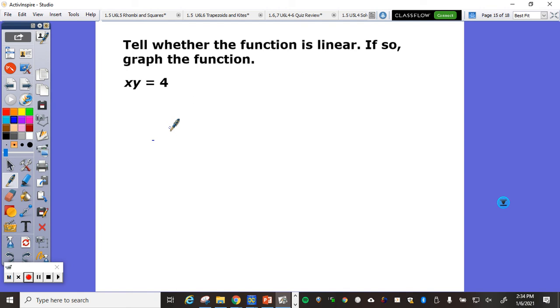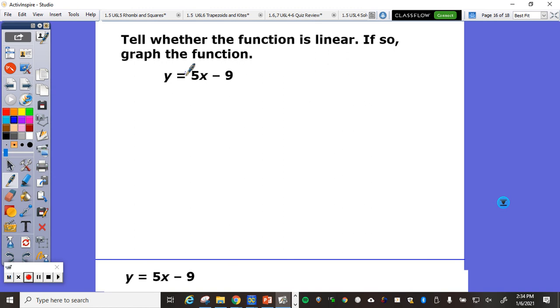Is this a linear function? No. Is this a linear function? Yes. Okay, it doesn't violate. I don't have any exponents that are larger than 1. I haven't multiplied any of my variables together. None of them are in the denominator. Put this in standard form and state to me what your A, B, and C is.